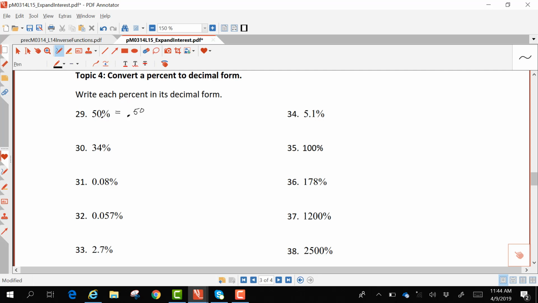Looking at number 31, though, this might be a little more difficult because you must remember, regardless of where the point is, you move it left 2 places in order to convert this to a decimal value, resulting in 0.0008.